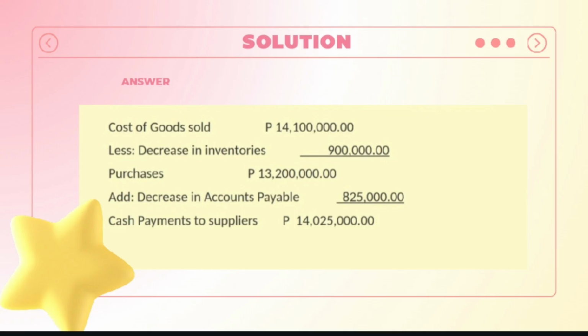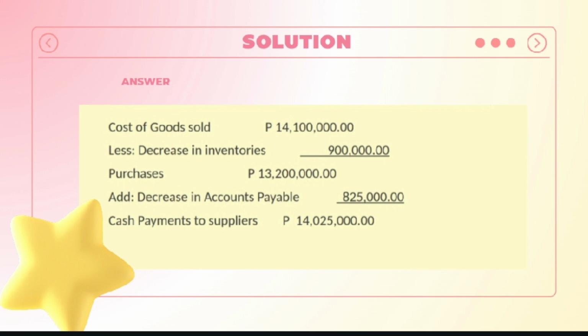So let's start with cost of goods sold. Begin with the total cost of goods sold, which is 14,100,000. Number 2, consider changes in inventories. If there's a decrease in inventories, it means fewer purchases were made during the year. So subtract the decrease. The decrease in inventories is 900,000. Number 3, calculate purchases. Subtract the decrease in inventories from cost of goods sold. So 14,100,000 minus 900,000, that is the decrease in inventories, equals 13,200,000. That is the answer.